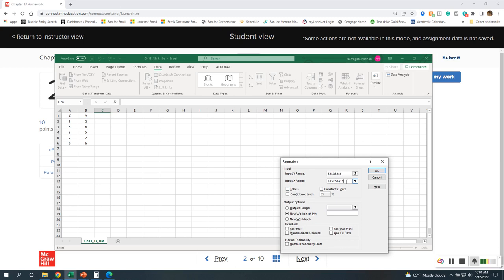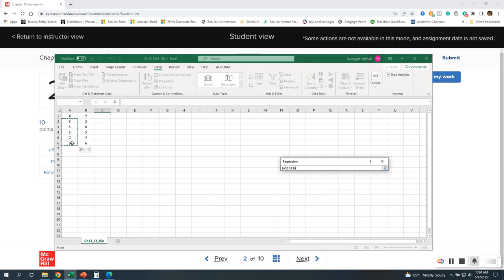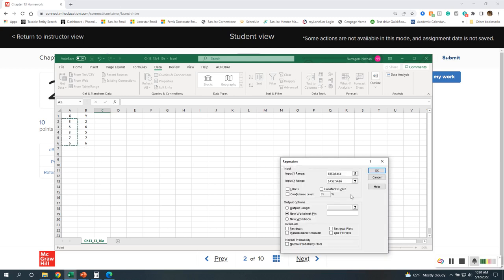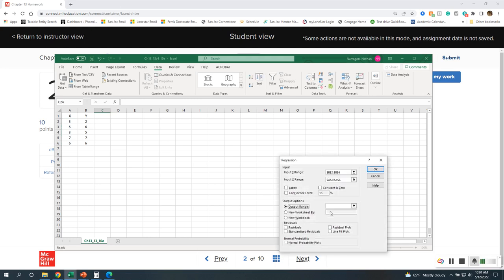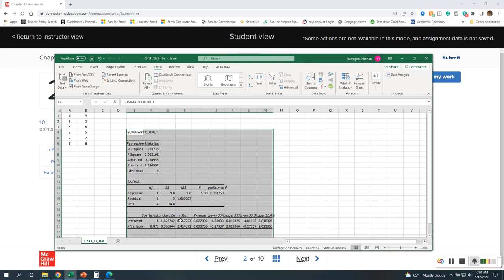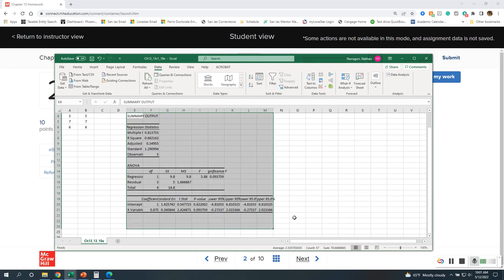Make sure you only highlight the numbers that are needed, because sometimes it does have a little... I'm going to click output range. I'm going to tell it to do it right here. The reason why is that I don't have to switch back and forth from worksheets. Okay, then we can hit OK. And there's our regression.